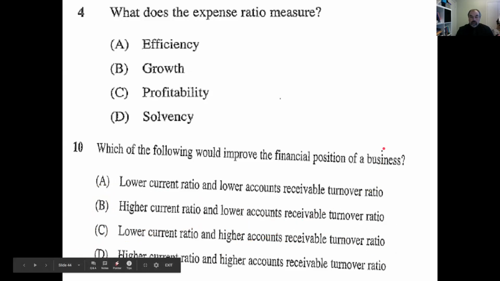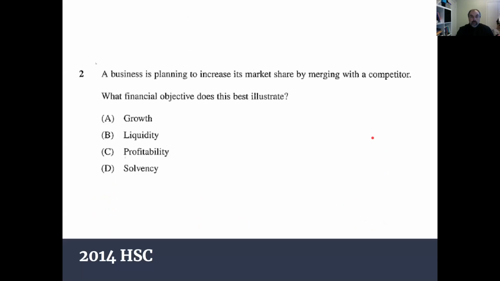All right, let's move on. Next question, 2014 HSC. A business is planning to increase its market share by merging with a competitor. So market share tells us something about what the answer might be, and merging. So what financial objective would best illustrate this? Looking at it all together, there's no mention of debt there, so D would be crossed out. There's no mention of debt, so D's gone.